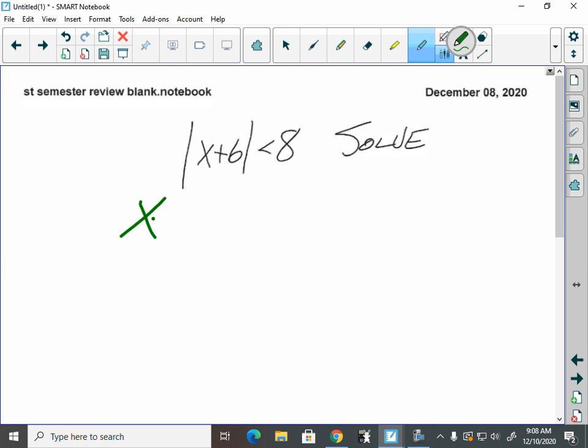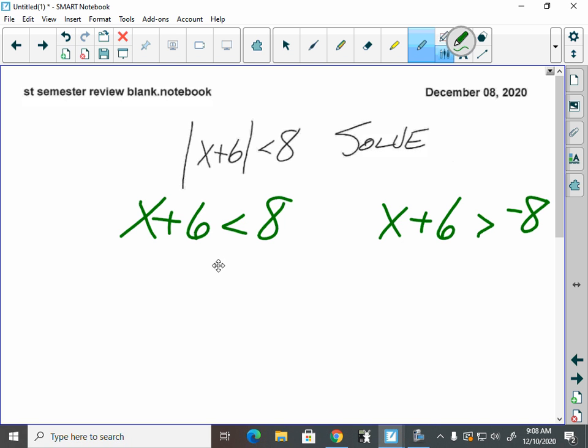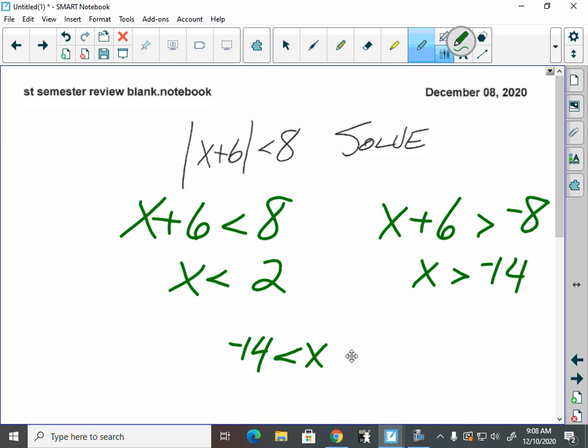Solve for x. Okay. X plus 6 is less than 8. X plus 6 is greater than -8. Remember that old switcheroo? X is less than 2, and x is greater than -14. So then put those answers together in one. Okay, x is greater than -14, but x is less than 2.